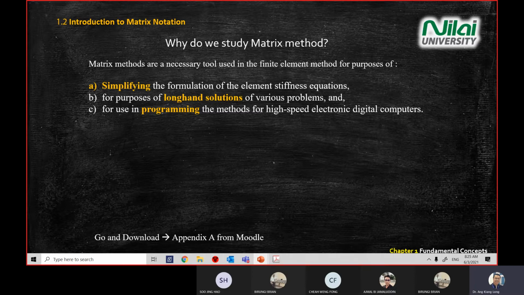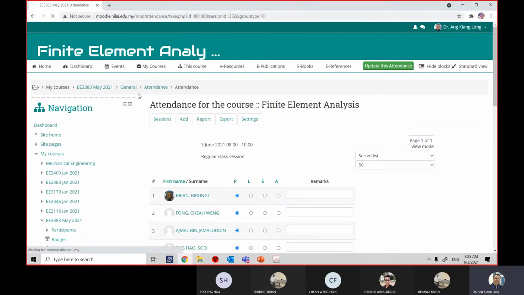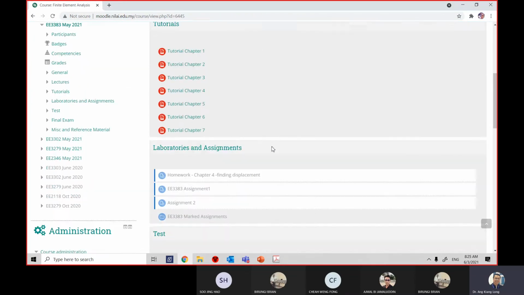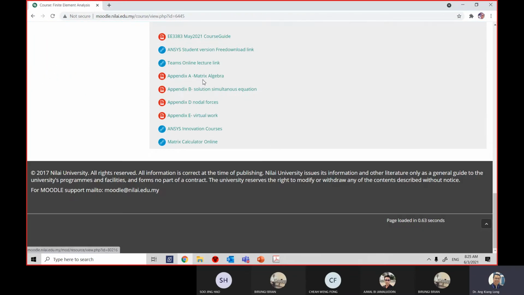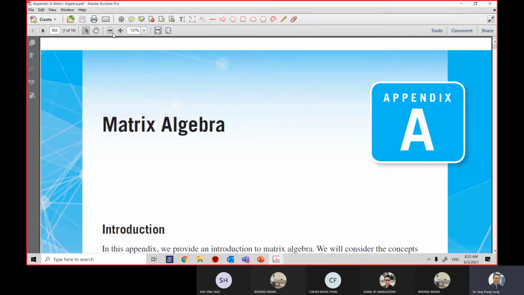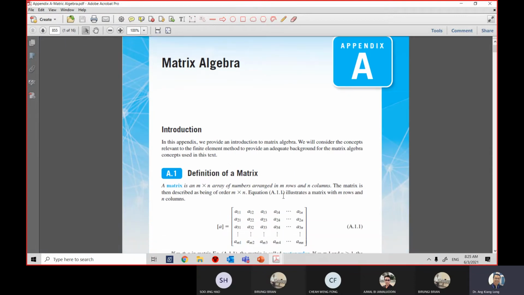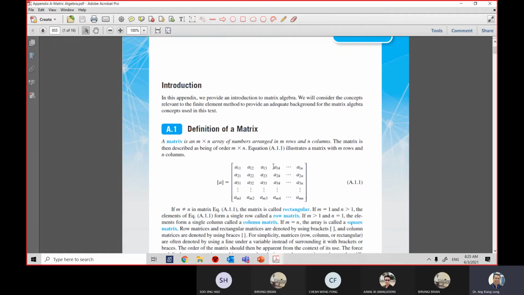So at the moment, you can go to Moodle and download Appendix A. If you go to Moodle, there's a document there. Let me see here. I'm opening up the Moodle for you. So here you will have Appendix A, which is matrix algebra. Once you download, you open the document. All right, we don't have time to go through all these matrix operations.